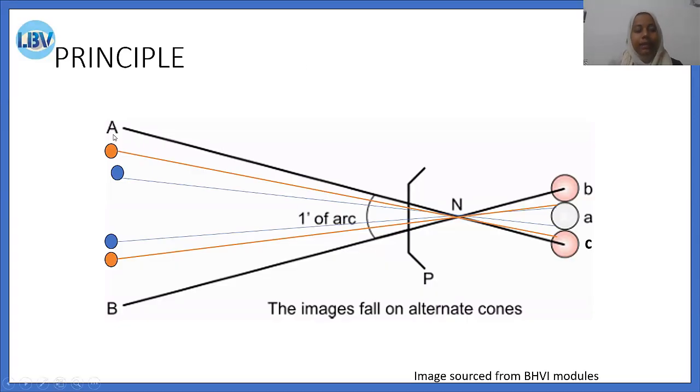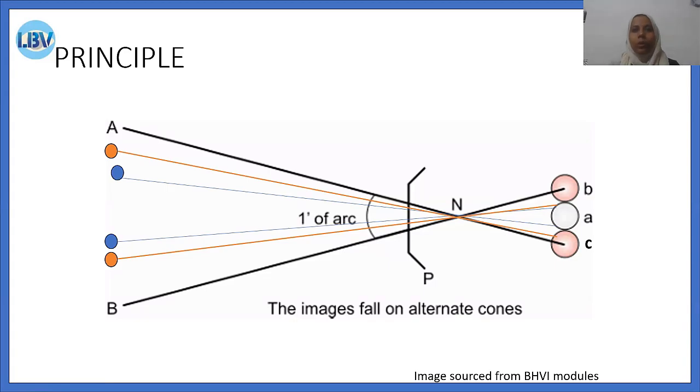Now it was noted that when the object is kept at this point A, and not at B, this separation subtends an angle of 1 minute of arc at the nodal point of the eye. When the light coming from these two objects intersects at the nodal point, it subtends an angle of 1 minute of arc. And in this case, the rays are falling on alternate cones. So in this case, the image of two objects will be perceived as two different objects.